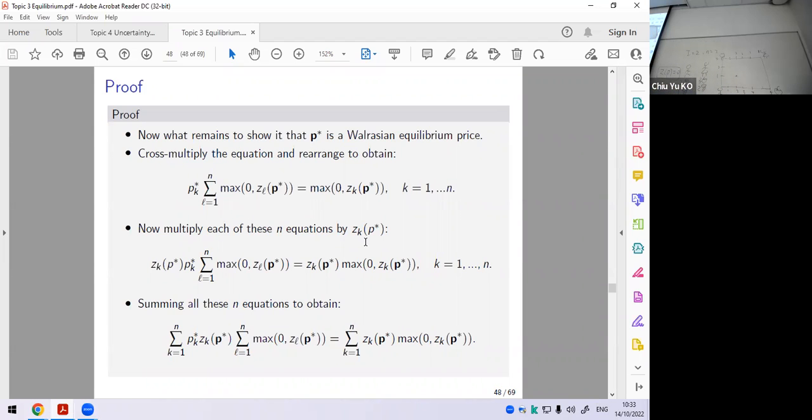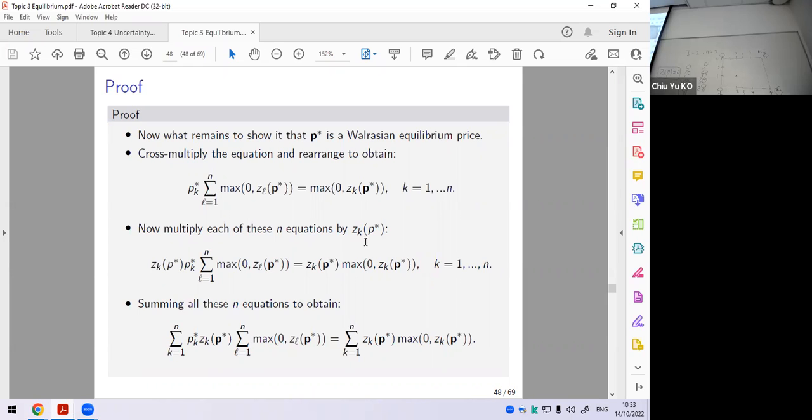And the second line is what you do is you multiply both sides by this. Because we have k equations, each equation you multiply by zk. It should be bold there. Sorry, this should be bold because it is a vector. These two should be bold. Okay.